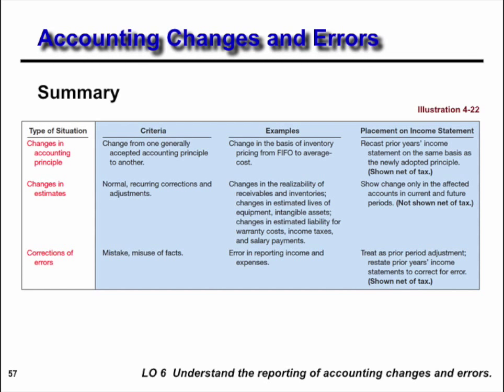Number 2, changes in estimates. Normal, recurring corrections and adjustments. Examples are changes in the realizability of receivables and in inventory, changes in estimated lives of equipment. Show change only in the affected accounts in current and future periods, not shown net of tax.